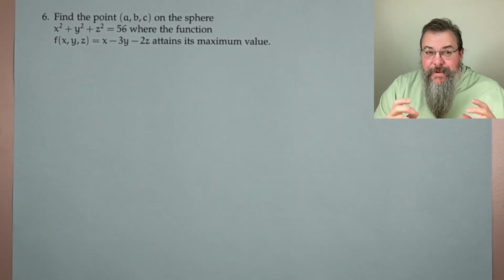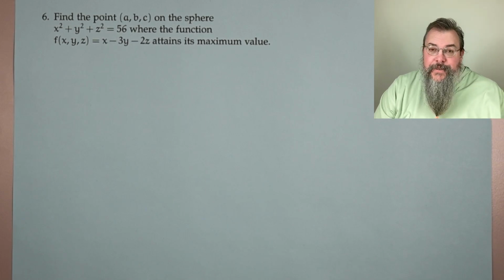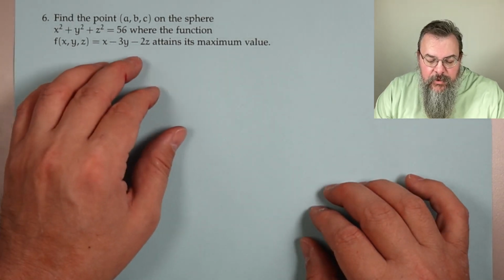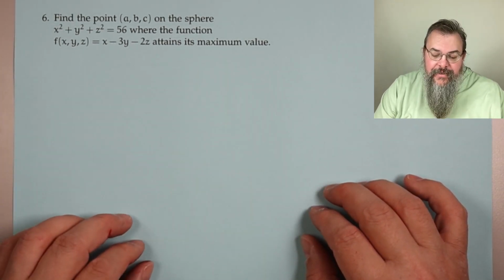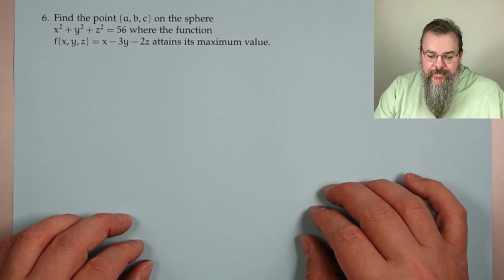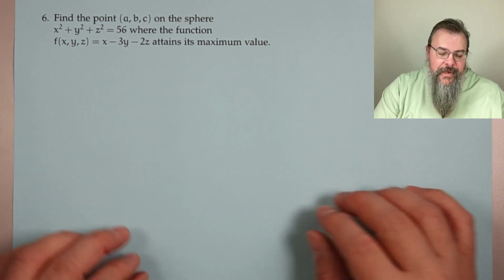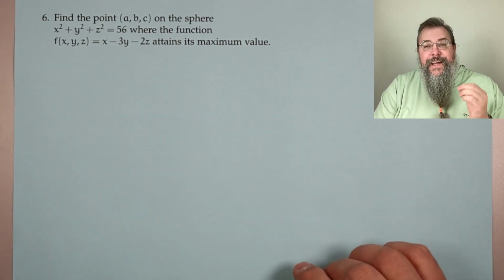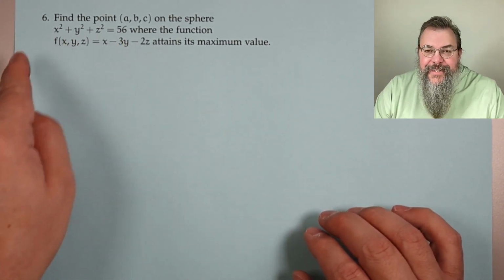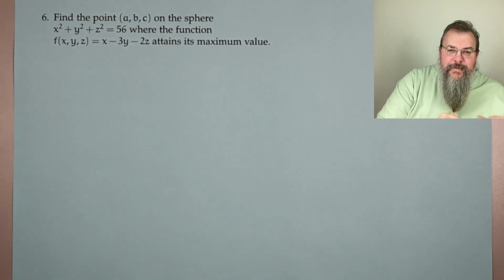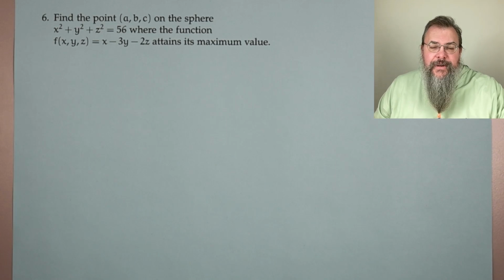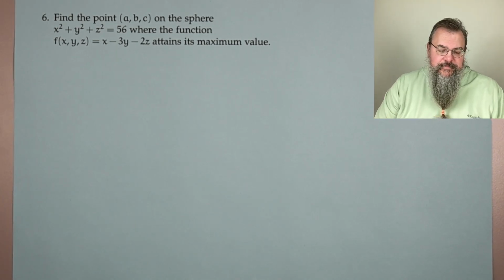Find the point (a, b, c) on the sphere x squared plus y squared plus z squared equals 56, where the function f of x, y, z equals x minus 3y minus 2z attains its maximum value. Okay, so what kind of problem are we at? We're trying to optimize, because we're trying to get a maximum, and there's a constraint. Constrained optimization means Lagrange multipliers. Okay, so we're doing a Lagrange multiplier problem.